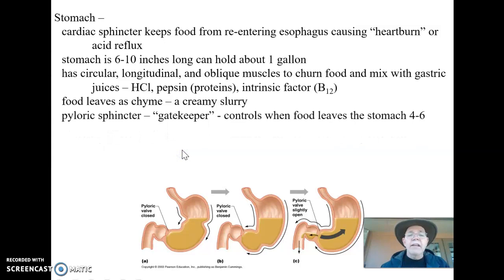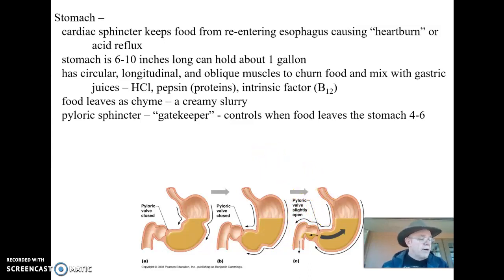So the pyloric sphincter is like a gatekeeper. It controls when the food is ready to leave, okay? So if it's still too chunky, nope, not ready yet. It will let a little bit go out. Notice the way the stomach is squished here. It opens up a little bit, lets a little bit slide out and move down into the duodenum, into the small intestine. Then it closes back up, then lets a little bit more go through. Just a little bit at a time, it lets it go down there.